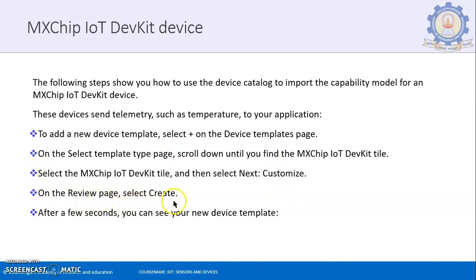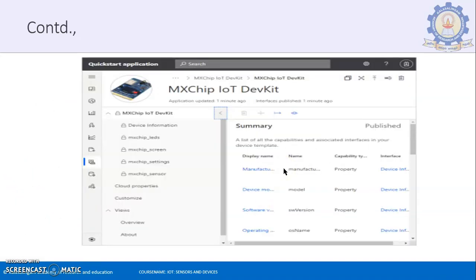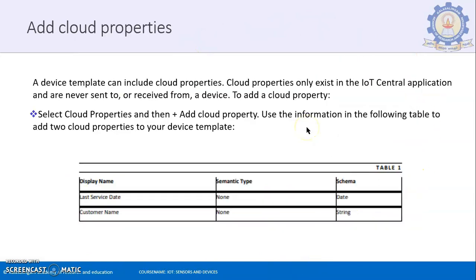On the review page, select create. Now you have selected the particular device that you're going to use because you know that it is this one. If it is another device, you can do it accordingly. After a few seconds, you can see your new device template is ready. This is the example: you scrolled down, saw the MXChip IoT DevKit, and from that this page is created.